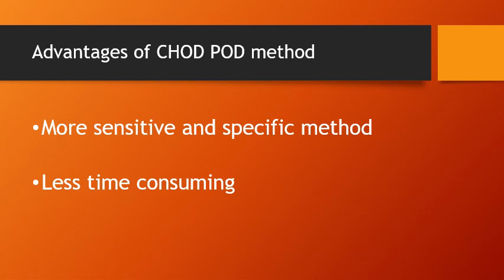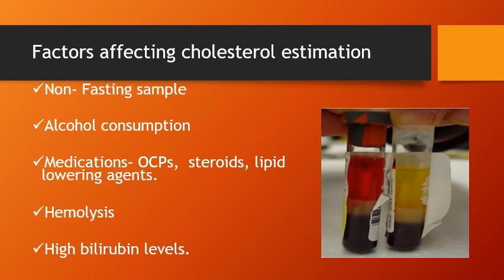Here we are using CHOD-POD, which is an enzymatic method, and the advantages of this enzymatic method over chemical method, as I had already mentioned, are that it is more sensitive and specific and it takes less time to perform the test. What are the factors which affect cholesterol estimation? We should keep certain things in mind when we are performing cholesterol estimation, especially in the clinical laboratory.